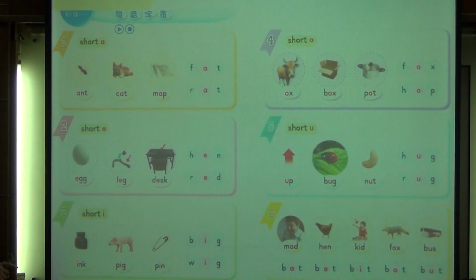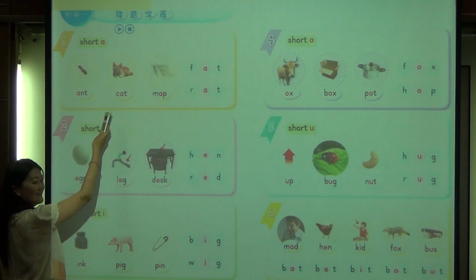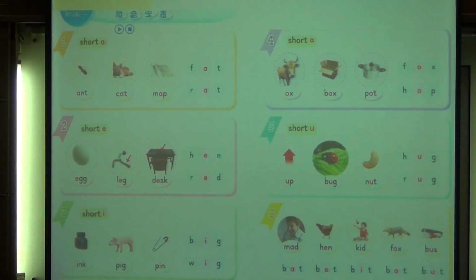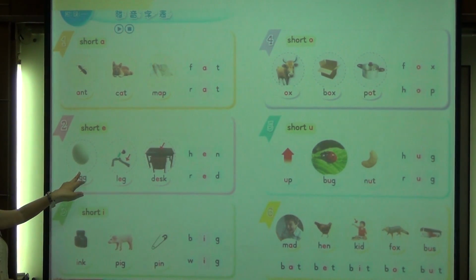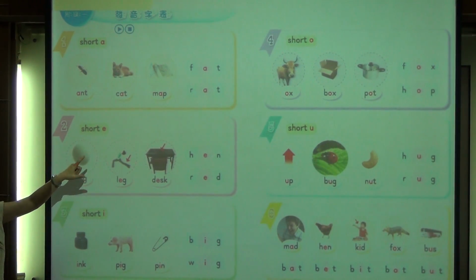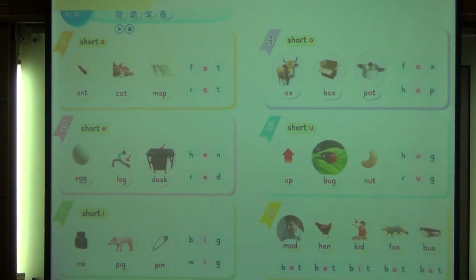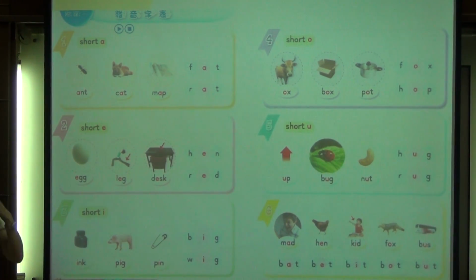The first box is the short A. Fat and rat, and then you continue to unit 2. So this would be a review activity. Got it.